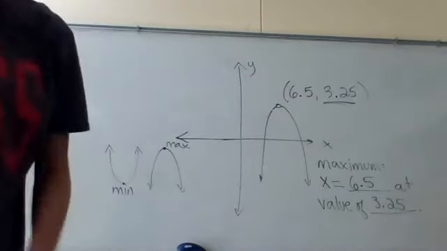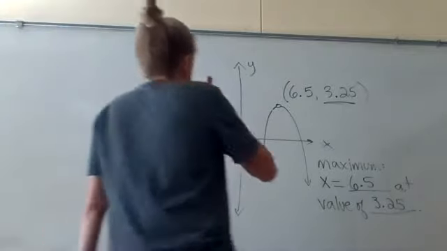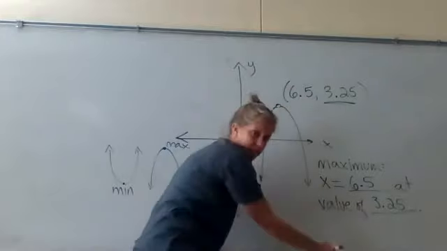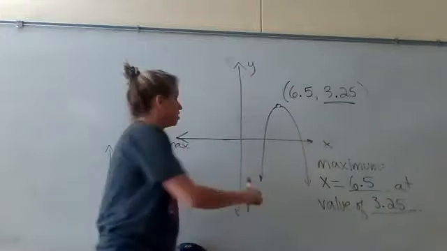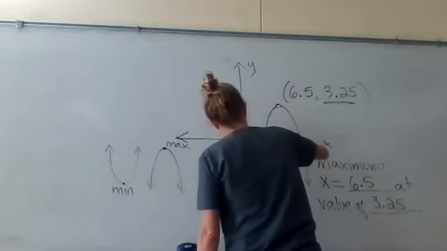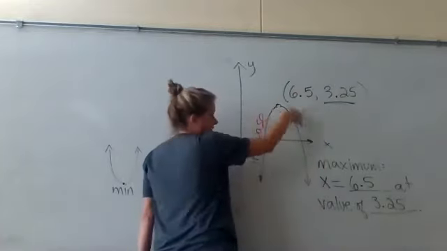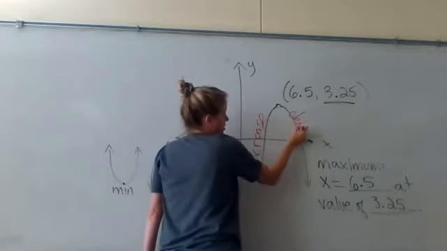And then it's going to ask you increase and decrease. So it's going up until it gets to the maximum, and then it's going down. So it increases until it gets to this point. It hits the top, and then it starts going down.